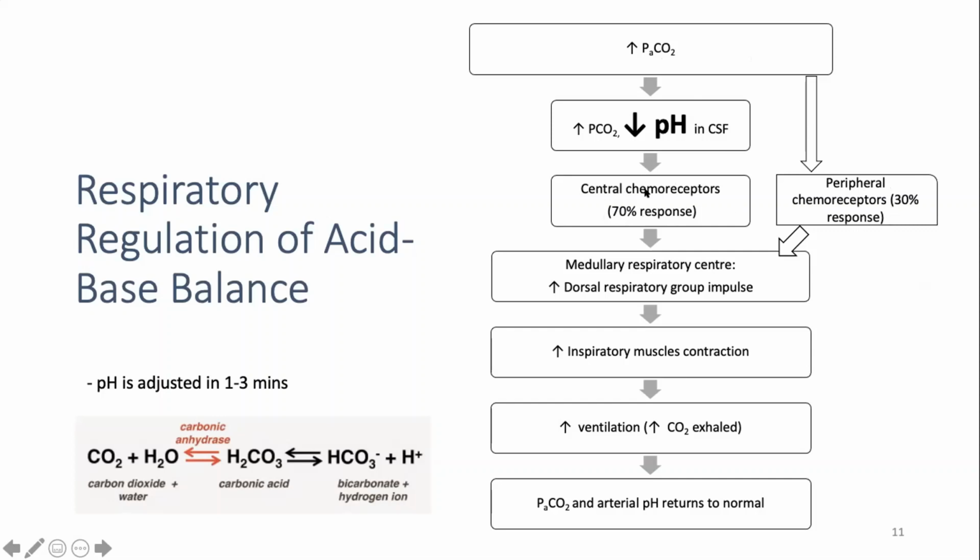So what happens is that the central chemoreceptor will then stimulate the dorsal respiratory group, which then stimulates the inspiratory muscles to increase the ventilation, therefore increasing the amount of carbon dioxide exhaled. And this will then return the arterial pH and also the carbon dioxide partial pressure back to normal.